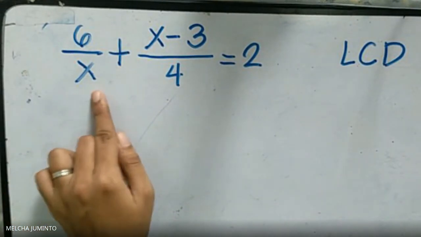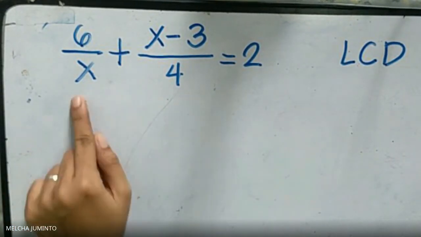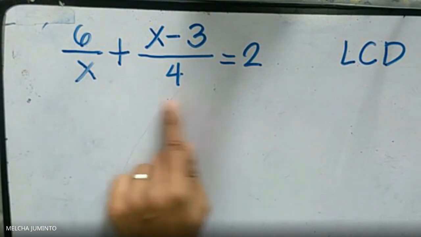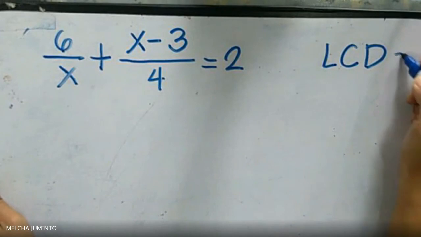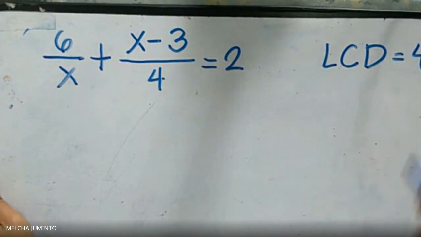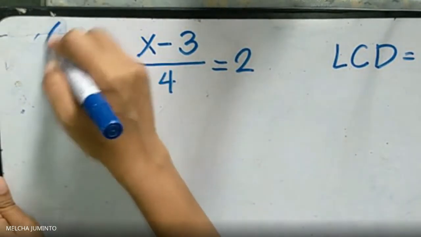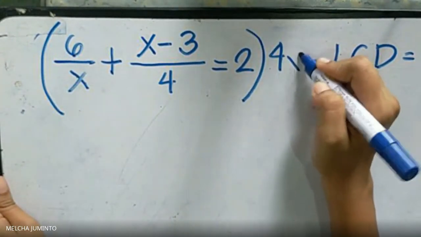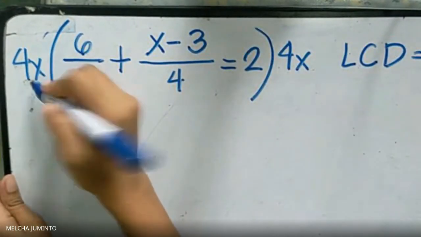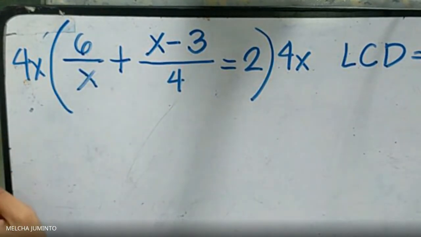In this case, the LCD here is the product of the two denominators. Just simply multiply x and 4 to find the LCD. Therefore, the LCD here in this example is 4x. Okay? We need to multiply the entire equation, both sides, with that LCD in order to remove the fraction.